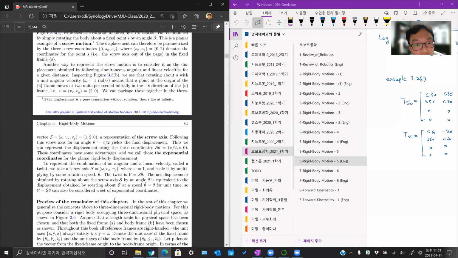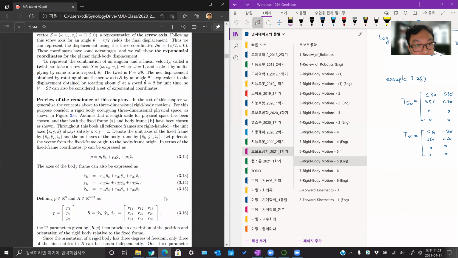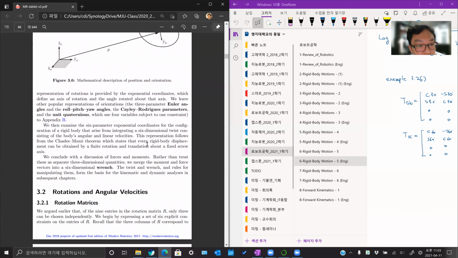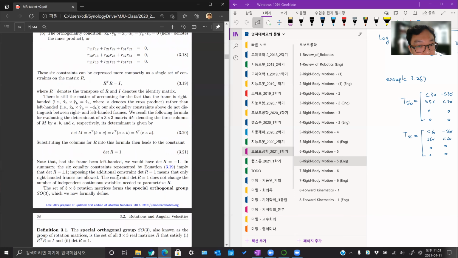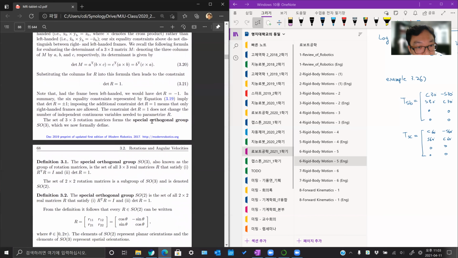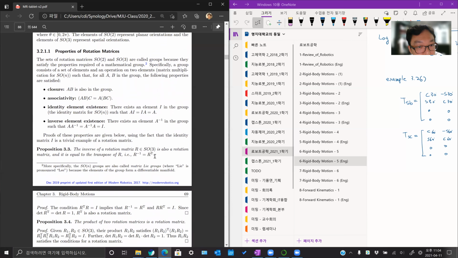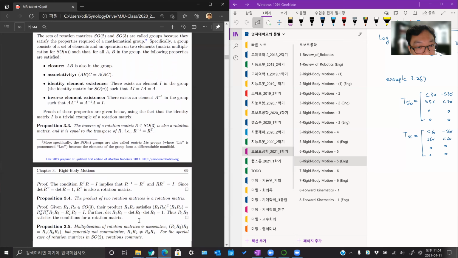So in our class material, we also assume this kind of things. So I review about this one, and let's continue to the rotation matrix. So special orthogonal group SO3, large SO3, we learned about this. And in the rotation matrix, transpose and inverse is equal.